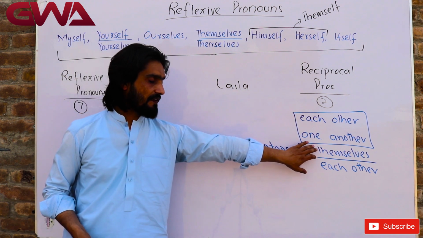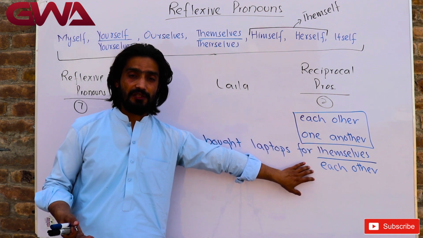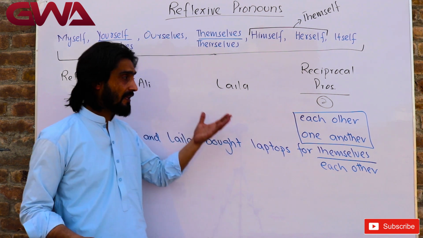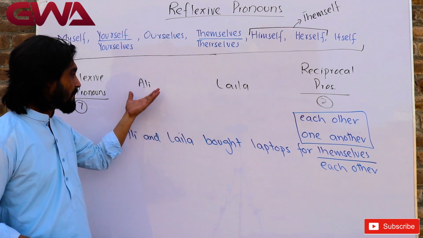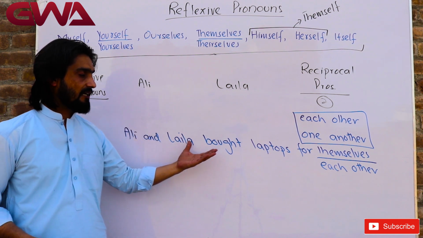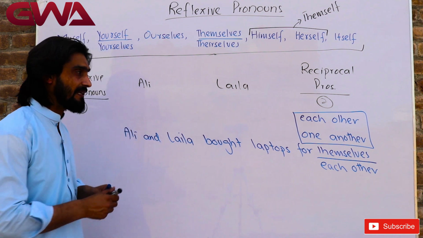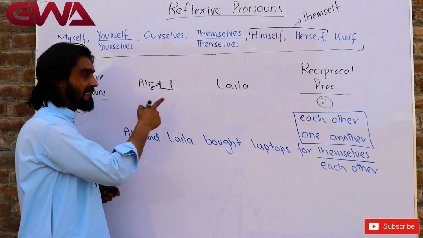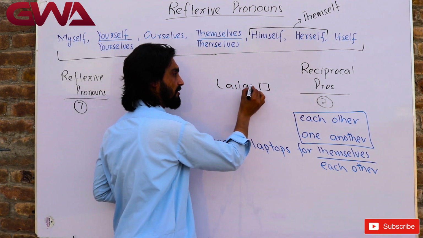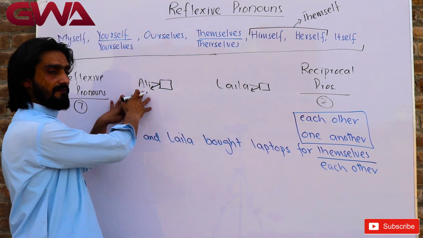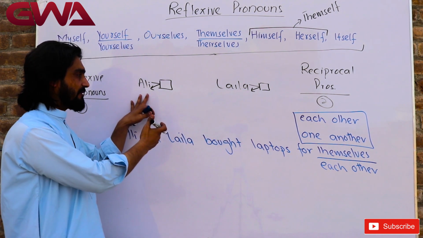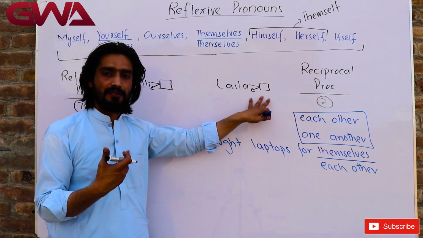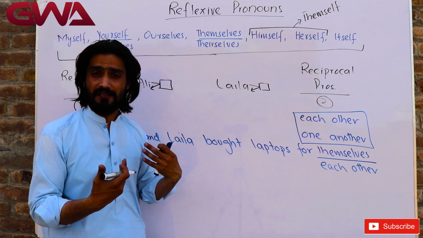Now, I have used the reflexive pronoun themselves, and each other is a reciprocal pronoun, but both of them are different in meaning. Here is the meaning. If I say Ali and Leila bought laptops for themselves, it means that Ali bought a laptop for himself and Leila bought a laptop for herself. It means that separately, Ali bought a laptop of his own choice for himself and Leila bought a laptop of her own choice for herself.